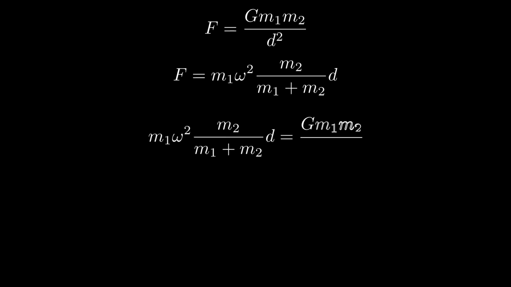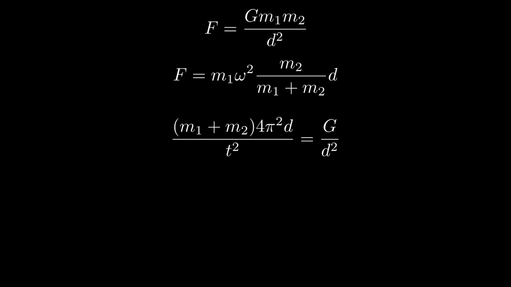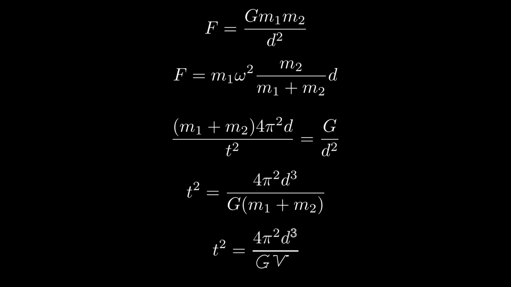Next, equate these two equations to each other, as we have an m1 term on both sides. These cancel, we substitute our definition for omega squared in again, and finally we rearrange to get T squared as the subject. For a system where m1 is very much larger than m2, then m1 plus m2 approximately equals m1. So this simplifies this version of Kepler's law back to our previous version.